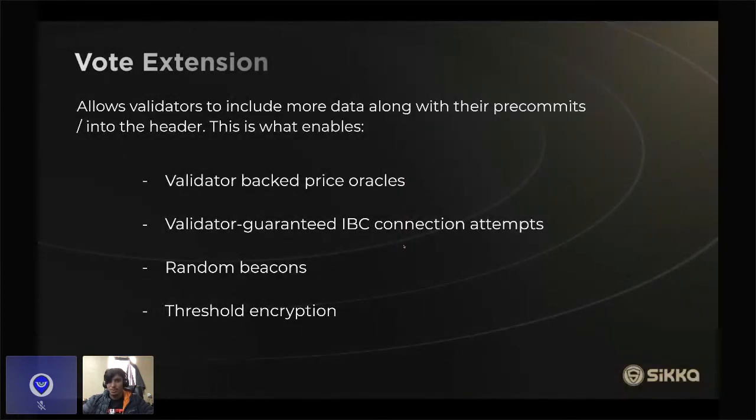So this is what enables validator-backed price oracles, validator-guaranteed IBC attempts, random beacons, and threshold encryption. For some of these, you need other methods as well, for efficiency reasons, to get reasonable efficiency. But it's the vote extension that's fundamentally letting your validators do more work every block.